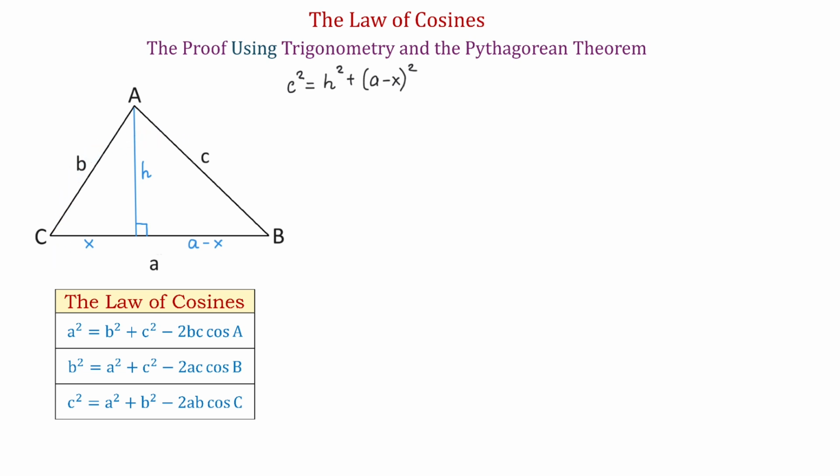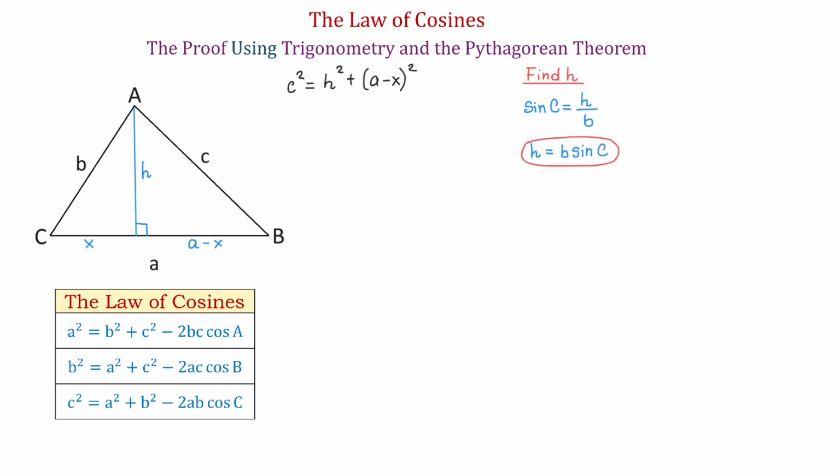In this right triangle to the left, we can use the sine function and write that sine of C equals the opposite side h divided by the hypotenuse b. So again, I will write that sine of angle C equals h over b. From here, h equals b times sine of angle C.